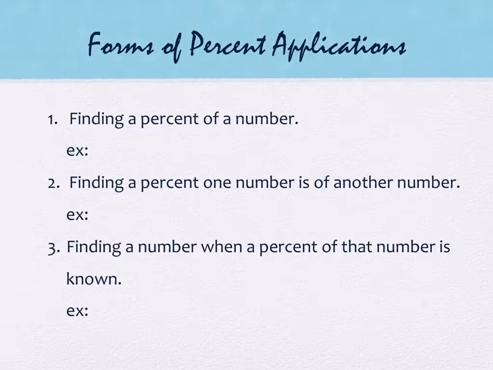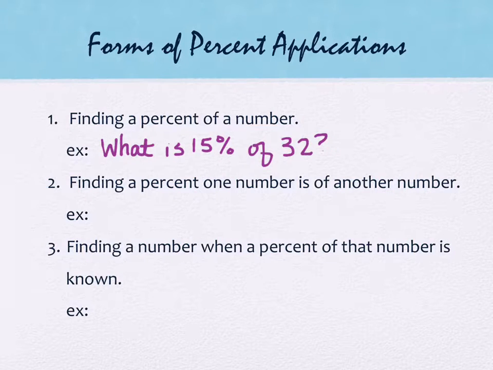So the first one, finding a percent of a number. It would look something like this. For some reason, you need to find out what is 15% of 32. And you probably use some version of this quite regularly. Where do you see this kind of a question asked? Sales. Yeah, that happens. Where else? You do it every time.